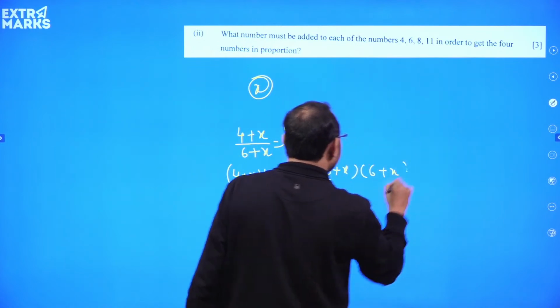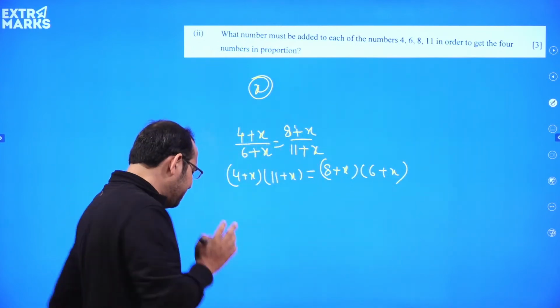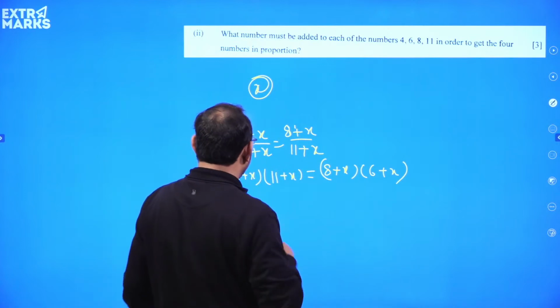क्यों भाई quadratic equation आएगा या नहीं आएगा? Please tell me in chat. आना चाहिए कि नहीं आना चाहिए?